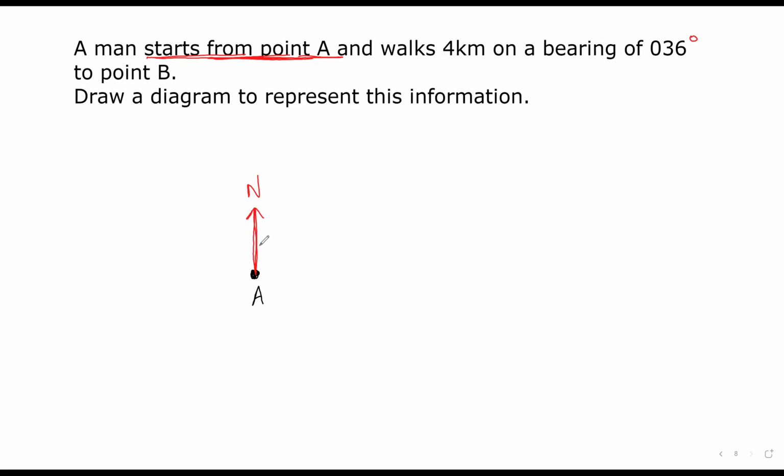So 36 degrees is going to be an acute angle, so I know it has to be less than 90 degrees. Let's say it's about here. That might be my 36-degree angle, right? So here is 36 degrees. This point here is B, and it tells us that it's 4 km. So this line is going to be 4 km. All right? A man starts from point A and walks 4 km on a bearing of 36 degrees to point B. Draw a diagram to represent this information.